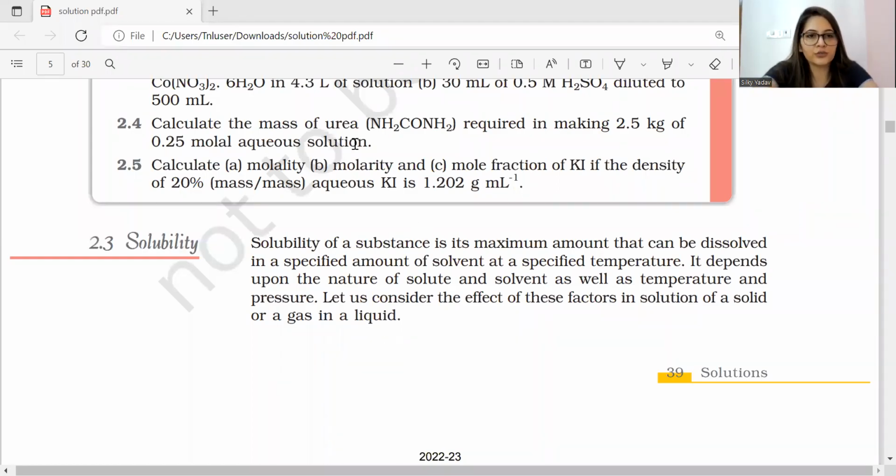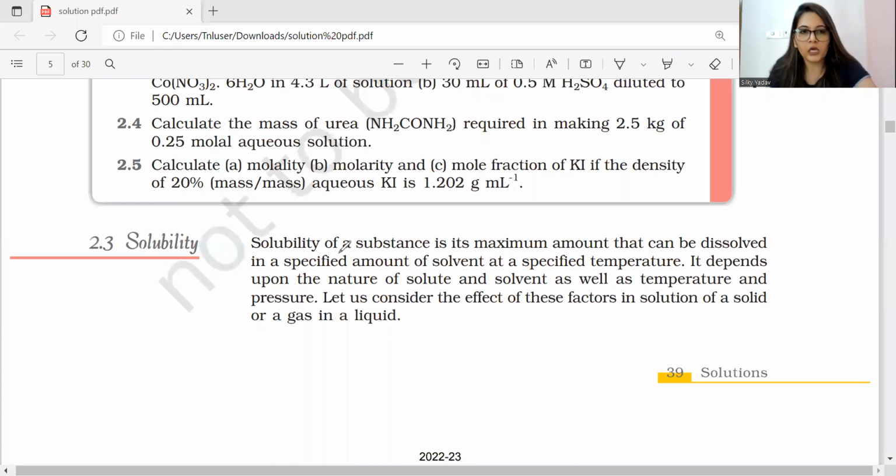Hi everyone. So today we are going to talk about the solution chapter, and I am starting with the solubility part first because in this we'll be talking about Henry's law, which is very important. So it's better that we first start with this part itself. Okay, so just give me a second.